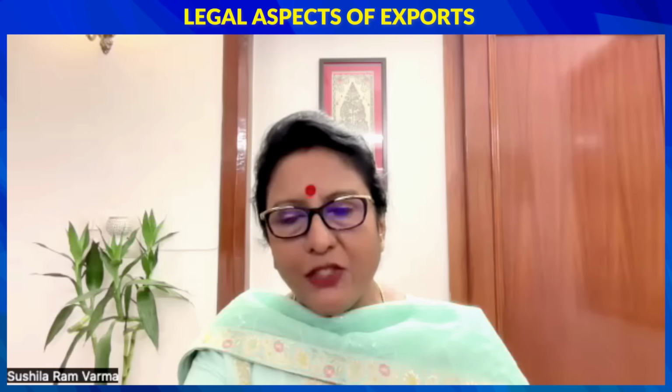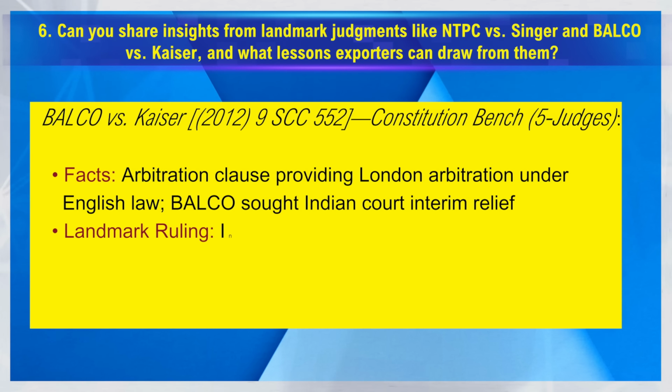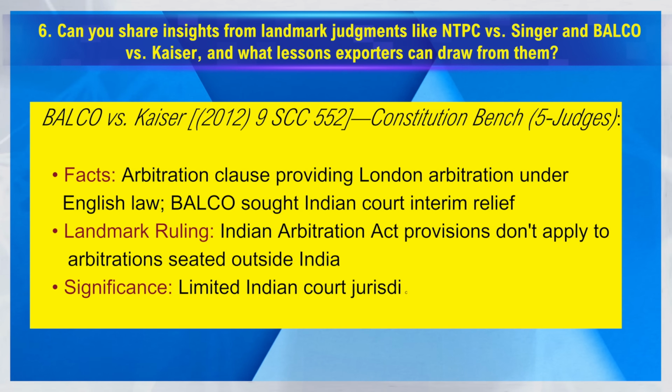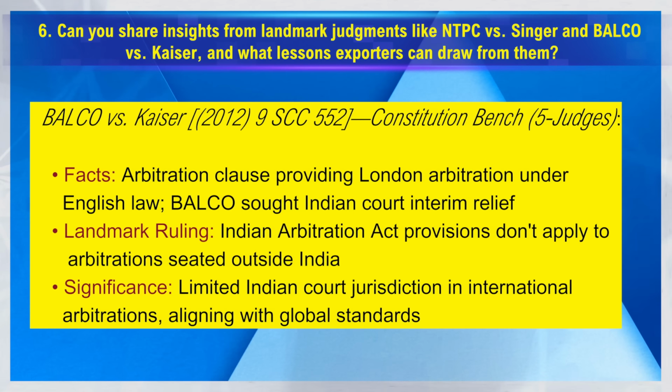Then eventually we had a judgment called Balco versus Kaiser, which is a 2012 judgment, and this was decided by a constitution bench of 5 judges. Now, in this particular case, there was an arbitration clause for London arbitration under the English laws. Again, Balco approached the Indian courts for interim relief. However, the courts felt that they could not pass any order when parties had agreed to international arbitration.